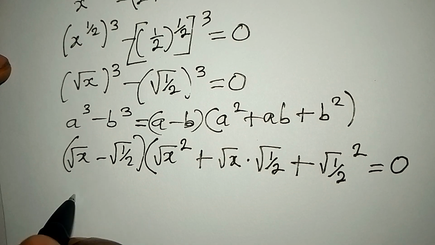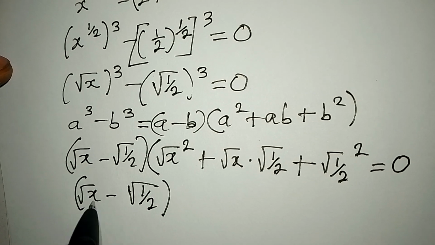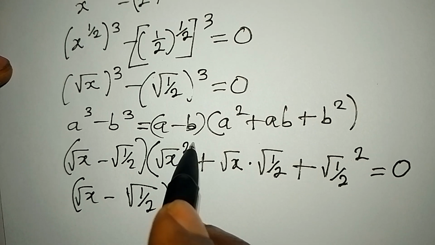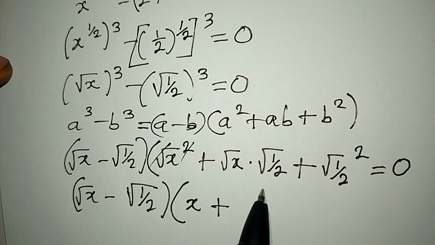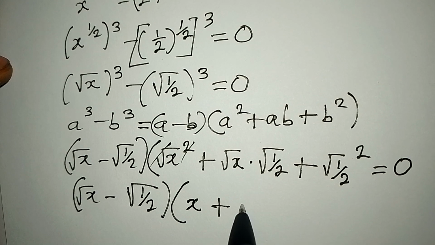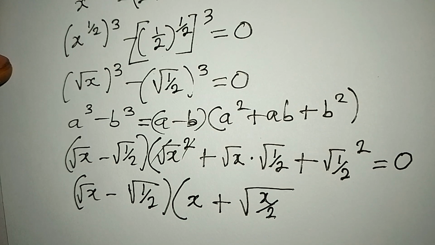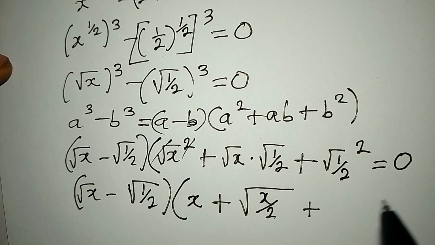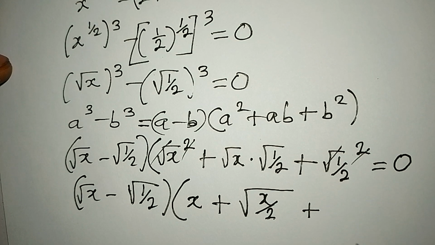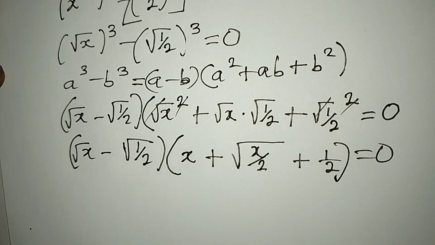Let's continue. So we have root x minus root 1 over 2 in the first bracket. Then in the second bracket, square and square root will go. So we have x plus, now we can multiply this together. So we have square root of x over 2. Because x times 1 over 2 is the same as square root of x over 2. Then plus the square and the square root will go. So we have 1 over 2. So the whole of this is now equal to 0.